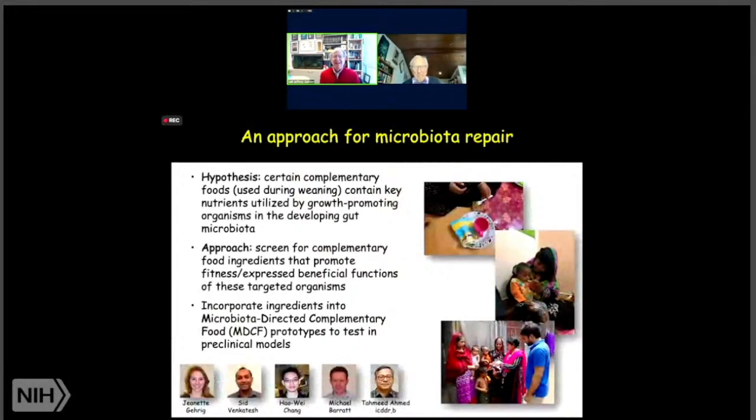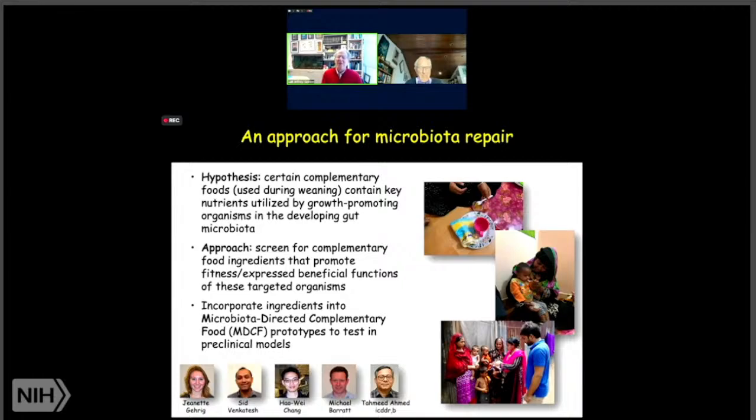So, a second series of hypotheses. Perhaps the foods that are consumed between the period when exclusive milk feeding ceases and a child is fully weaned, the period of complementary feeding, some of these foods may contain key nutrients that are coveted by these underrepresented and underperforming growth promoting organisms. Now, these foods by definition are available and culturally acceptable because they are the foods that are given to children in this area of the world.